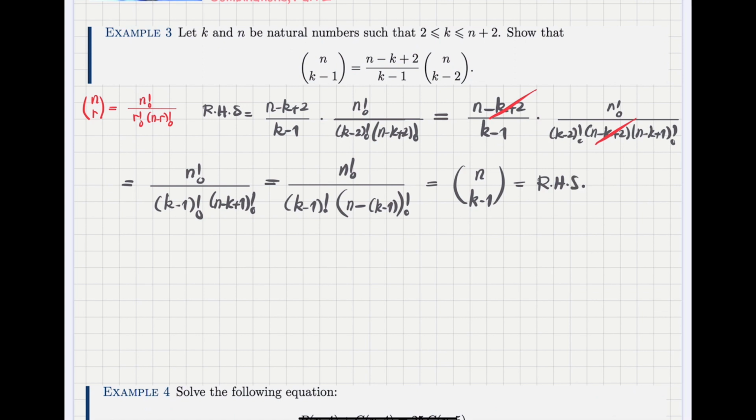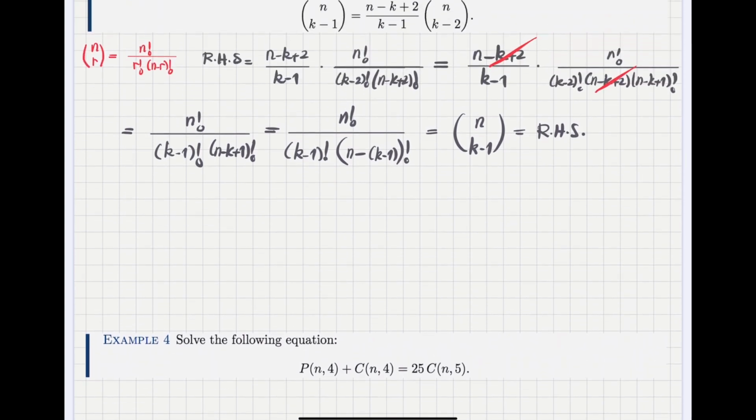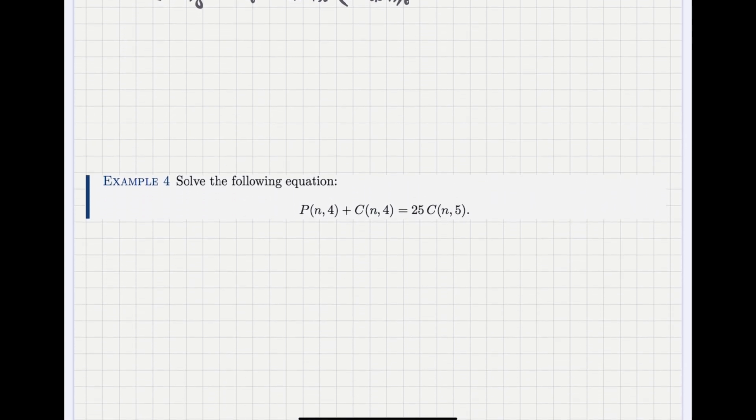So one type of problems are of this nature. You need to be able to work algebra of these combinatorial numbers. And again, if you have questions, please let me know. Interrupt me whenever you don't understand something. And there is also another type of problems.